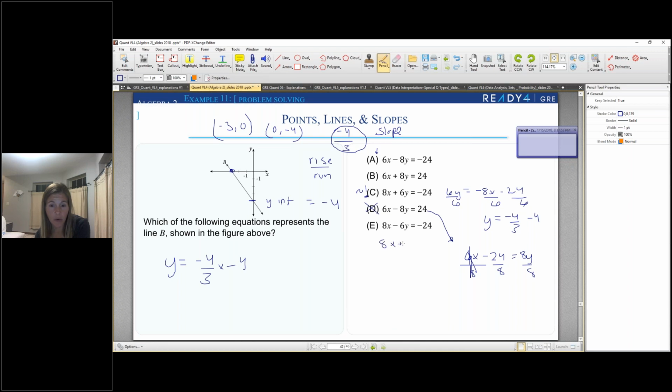8x plus 24 is equal to 6y. So if I divide by 6 all the way across, I'm going to get 4/3 x, not negative 4/3 x, so this one's out. In any case, if you try all of them, you find out that this one, C, does. When you rearrange it, you get exactly what you want. You get minus 4/3 x minus 4. And we determined that's the correct slope and the correct intercept. So the answer is C.